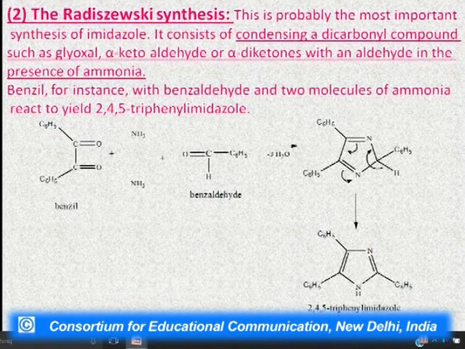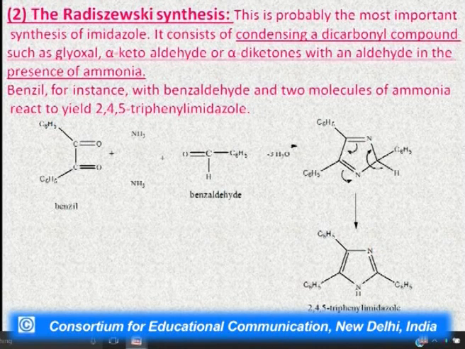The next synthetic method is the Radziszewski synthesis. This is probably the most important synthesis of imidazole. It consists of condensing a dicarbonyl compound, which can be glyoxal, an alpha ketoaldehyde or an alpha diketone, with an aldehyde in the presence of ammonia.